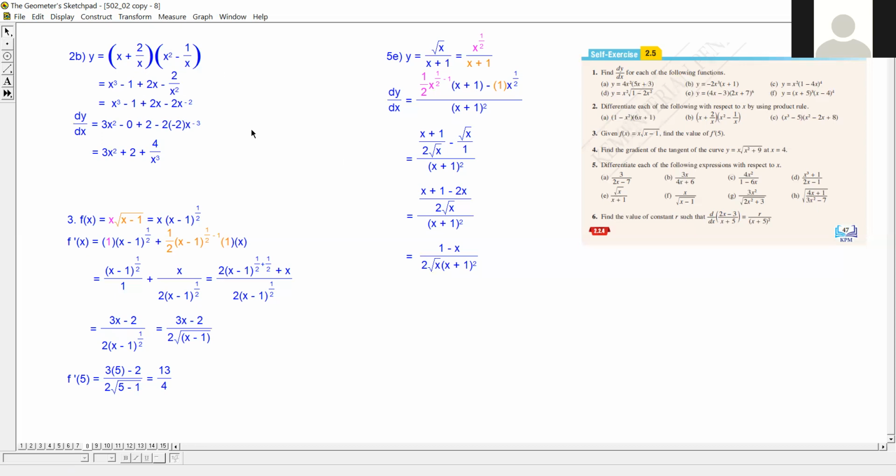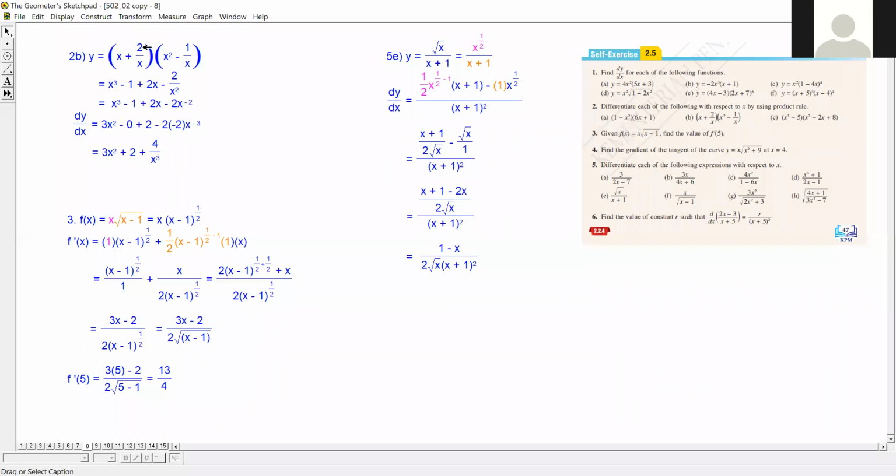Teacher, this one, so it's like if the power is in the bracket, it means we can multiply. If the power is outside the bracket, only then we cannot multiply. Yes, yes, yes. Okay, correct.